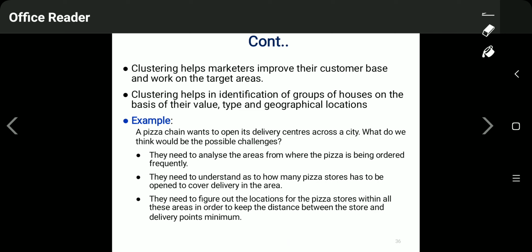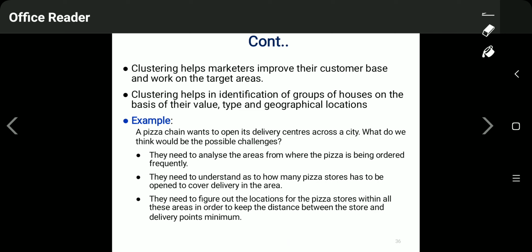So what do they think would be possible challenges? What are the possible challenges if we want to open a delivery center for the pizza? The first challenge is they need to analyze the areas from where the pizza is being ordered frequently. So initially, they will assign those centers at random.